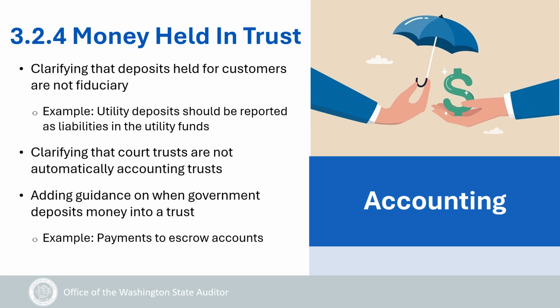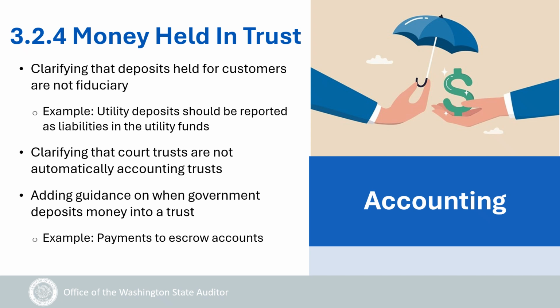Some governments also hold money for others as part of their court function. Sometimes RCW, which is state law, and accounting use the same terms but define them differently. For example, RCW uses the term court trust. However, these court trusts do not usually meet the definition of an accounting trust, which means it is not automatically reported as a fiduciary trust fund.